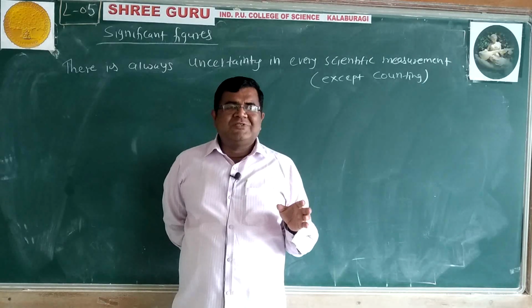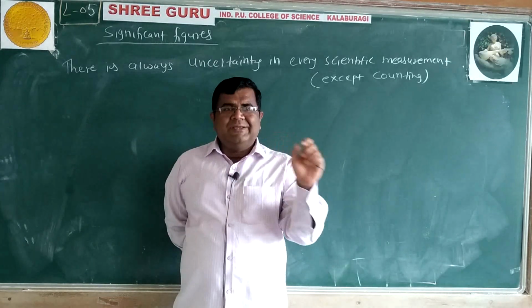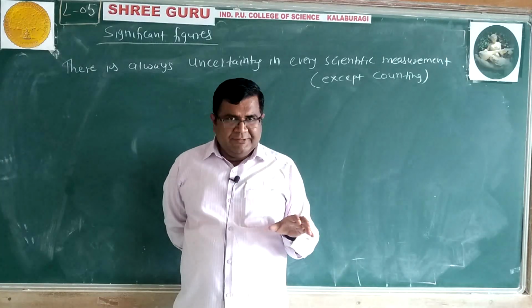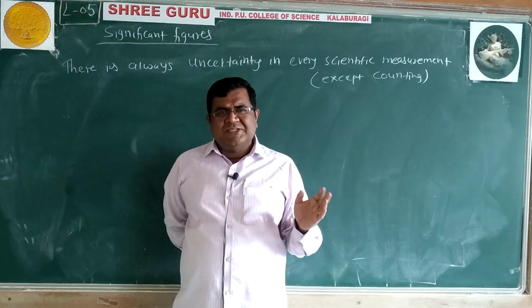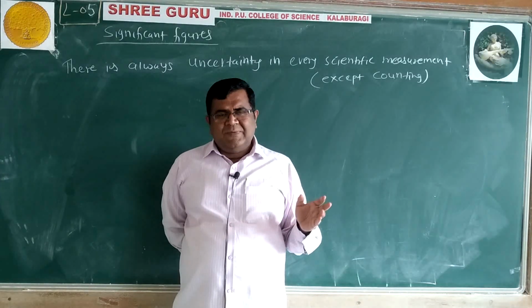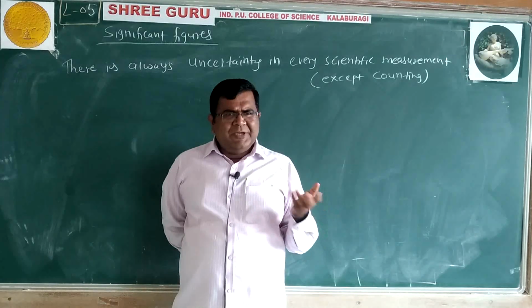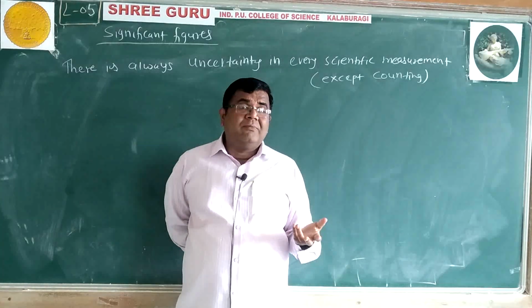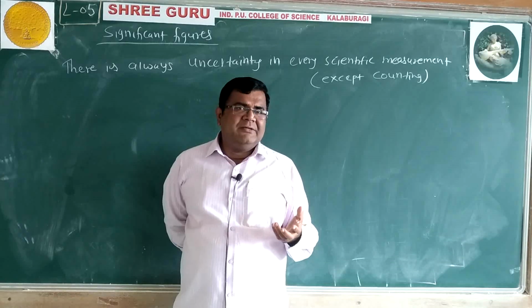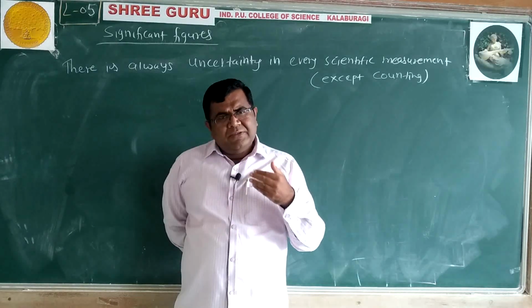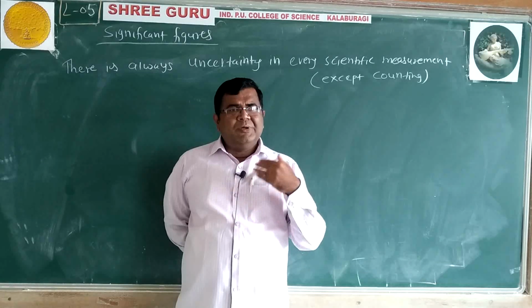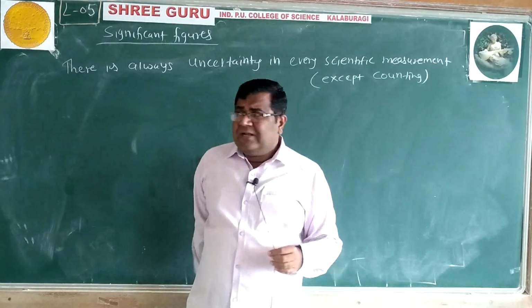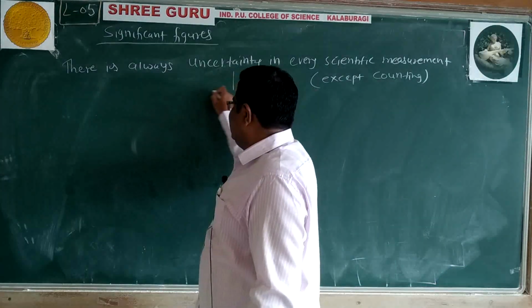There is no such possibility, because in counting, if we do not make a mistake, then there is no uncertainty in it. That's why when attendance is taken, everybody accepts that attendance, because there is no scope of uncertainty in that measurement. But when we do an experiment and report readings, there is a possibility of uncertainty. Now there are two main causes of this uncertainty.